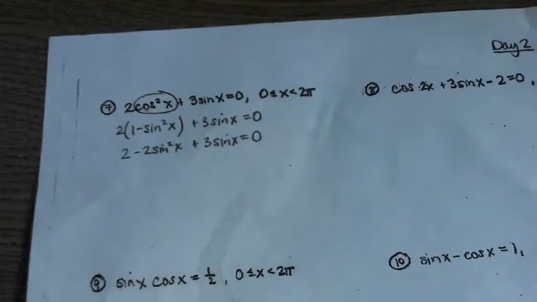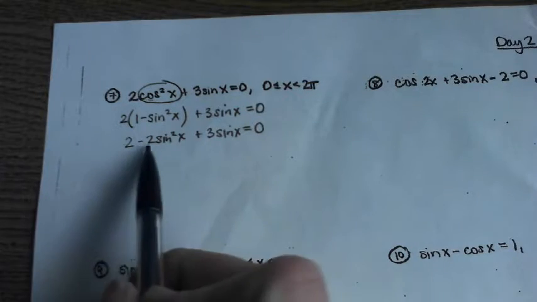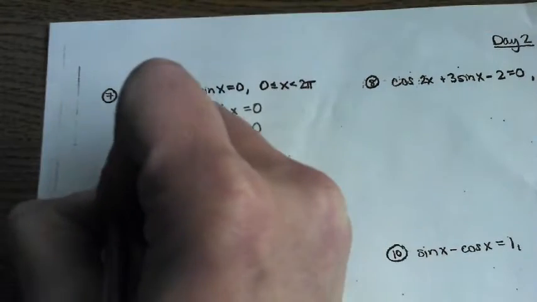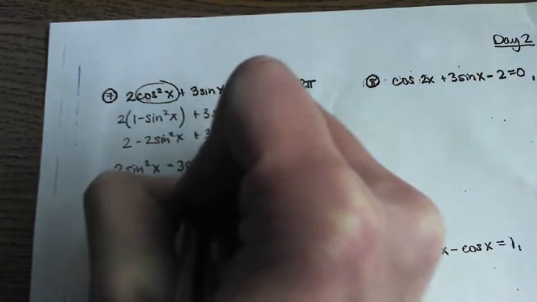And now it's a quadratic that we need to rewrite into proper form, with the sine squared first, the sine second, and the constant third. I'm also going to divide everything by -1 to flip all the signs because I hate when my leading coefficient is negative. So that'll give me 2 sine squared x minus 3 sine x minus 2.